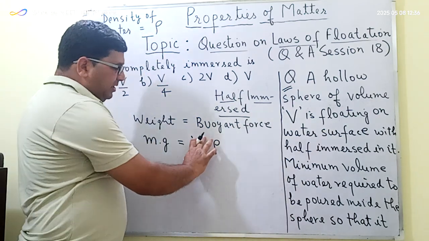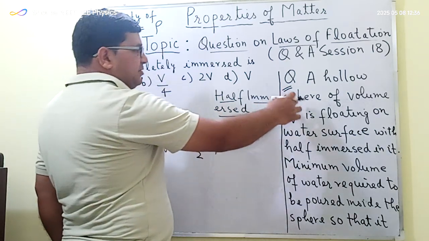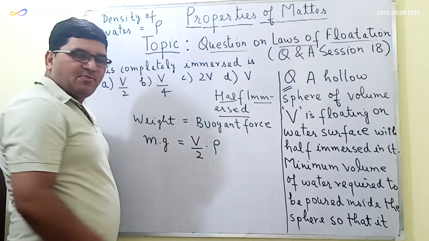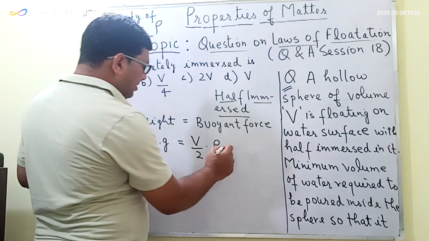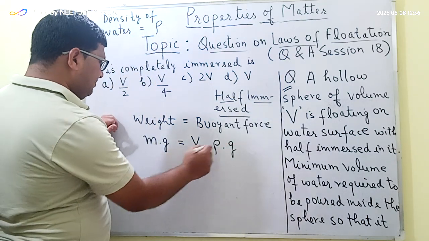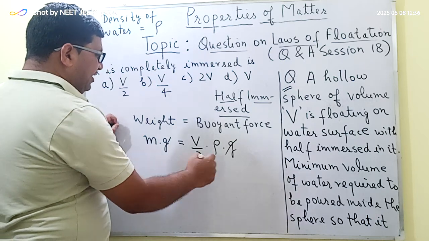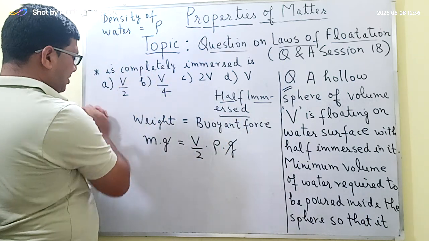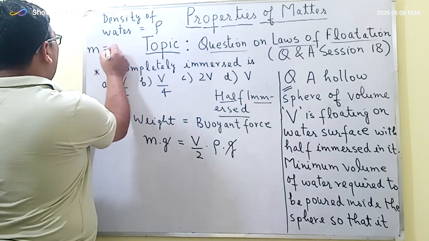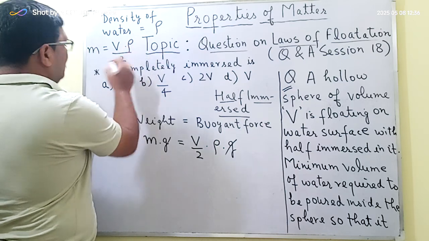So this is the volume of the liquid displaced because the sphere is half immersed, and the density of the water is rho, multiplied by g. From here g and g will get cancelled out, and I get one relation: m is equal to V into rho divided by 2.